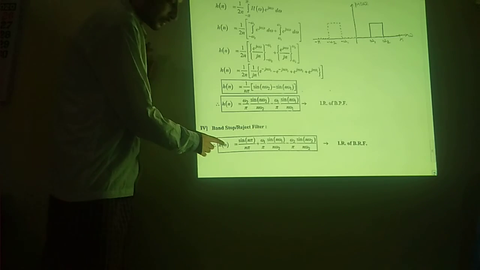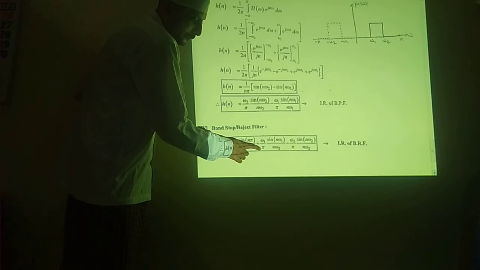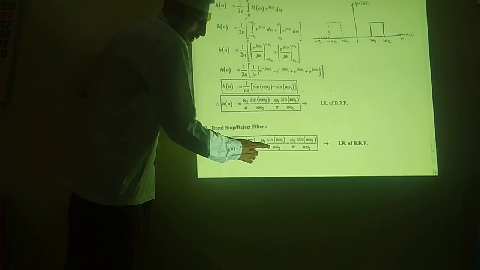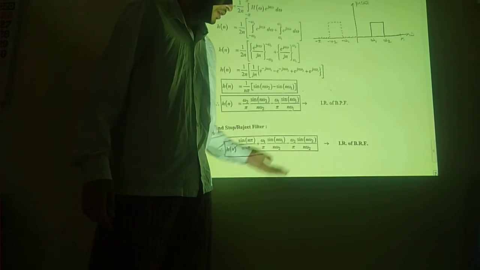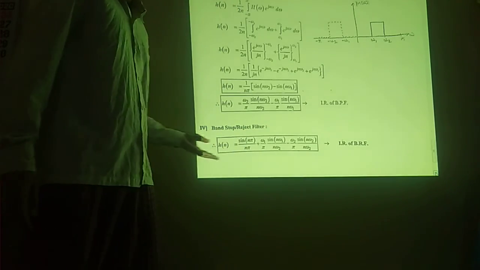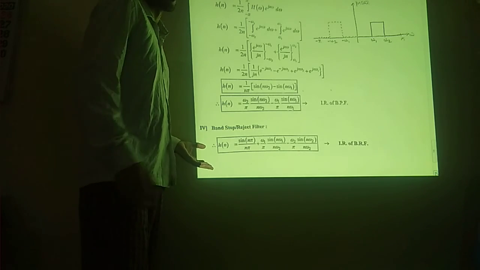The answer for h of n is sin n pi upon n pi, plus omega 1 upon pi, sin n omega 1 upon n omega 1, minus omega 2 upon pi, sin n omega 2 upon n omega 2. Please give a try so that you can get the final answer. In case you are getting a different answer, you can contact me.